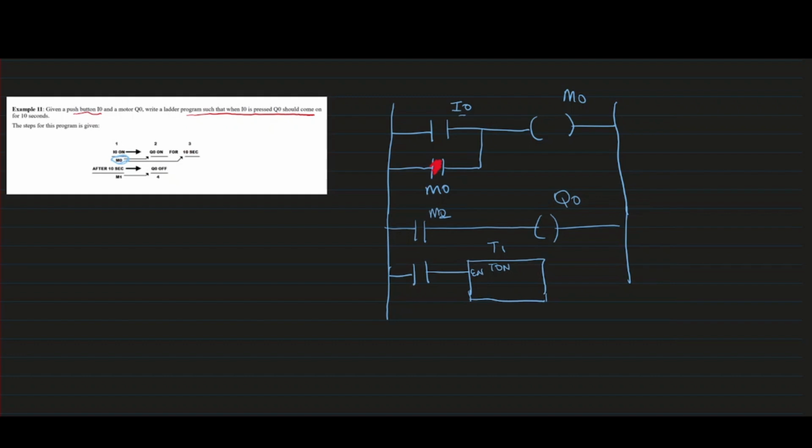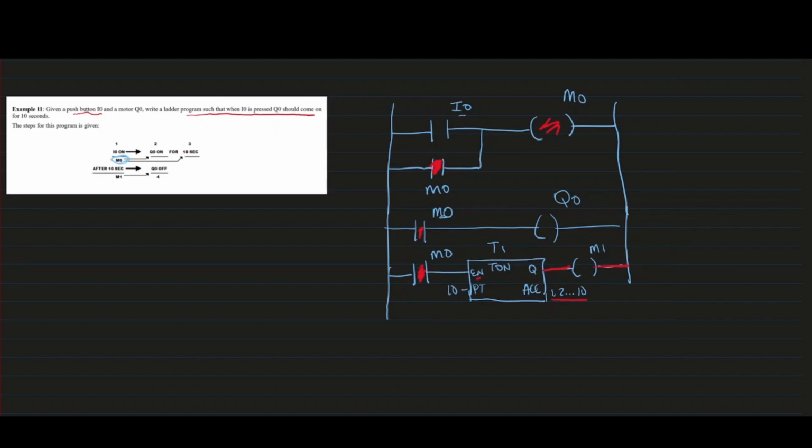This EN is the enable bit, this is the output, or the done bit, this is the preset value, which is going to be 10 seconds. And this is the accumulator. The accumulator basically just counts 1 all the way up to 10. Now the output is going to be a new memory bit that's going to temporarily store the signal. So when M0 is enabled from here, it's going to start this timer. This timer will begin to count 1 to 10. When the timer is done counting, it will energize M1.